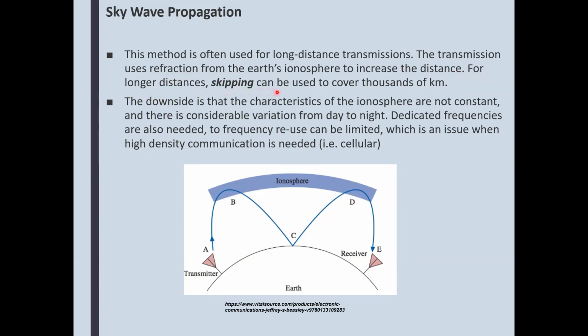For longer distances, skipping can be used to cover thousands of kilometers. Skipping. The signal is transmitted, it reflects off the ionosphere, boom, bounces off the earth again, so that's skipping. And you can actually cover the whole Earth like that. You just do a microphone click, and this thing goes and, boom, hits you in the back. It hits the same antenna, if you have the receiver tuned to the same frequency.